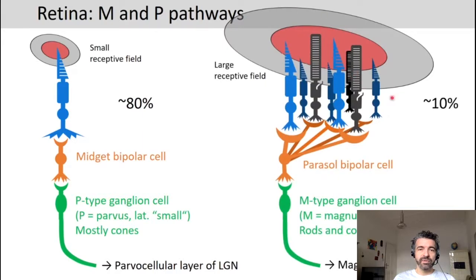For the large receptive fields that consist of very many different photoreceptors, cones, and also rods, we have these parasol bipolar cells, because they look a little bit like a parasol, and then they are connected to M-type ganglion cells. M stands for Magnus, Latin for large, so this can be rods and cones and often combined. They are then connected to the magnocellular layer of the LGN.